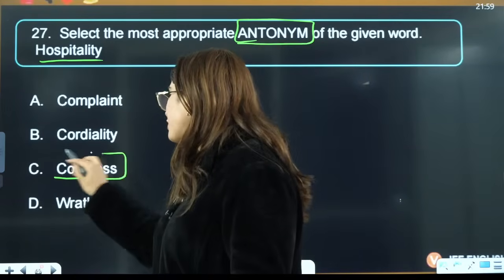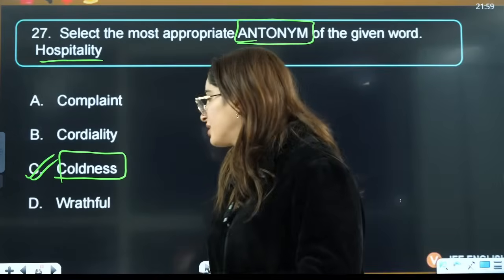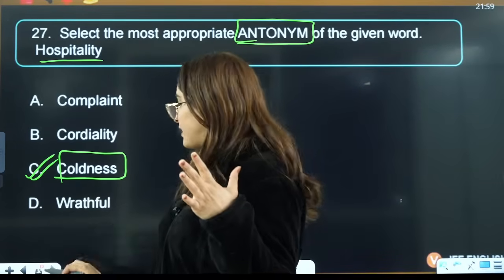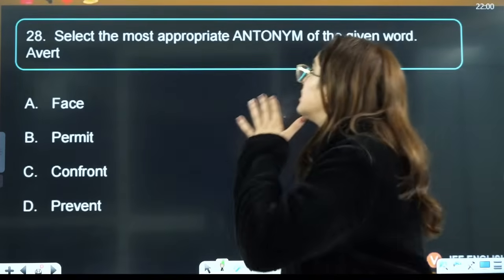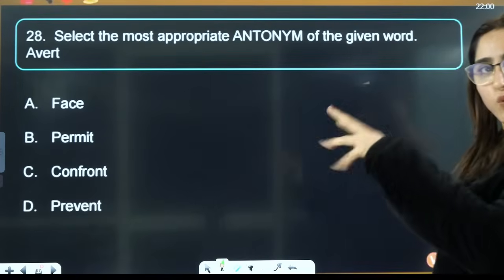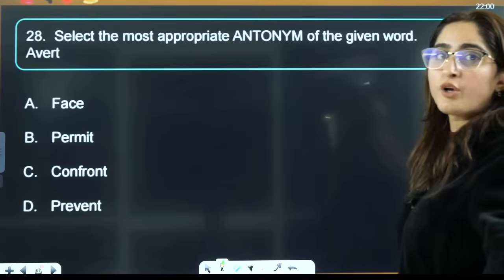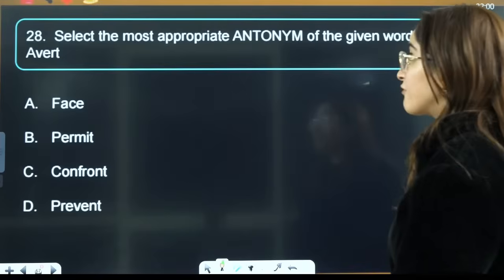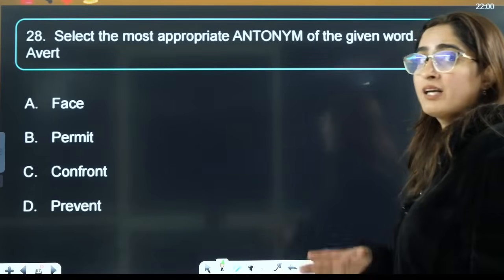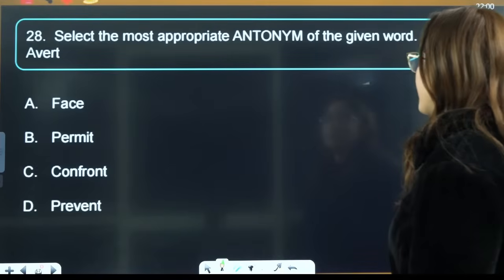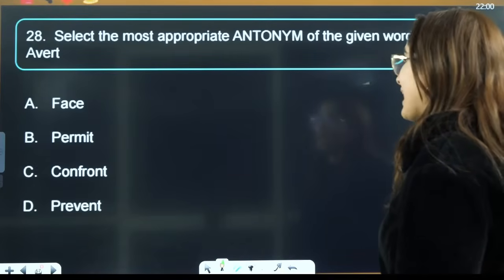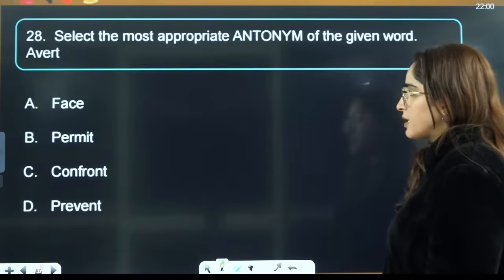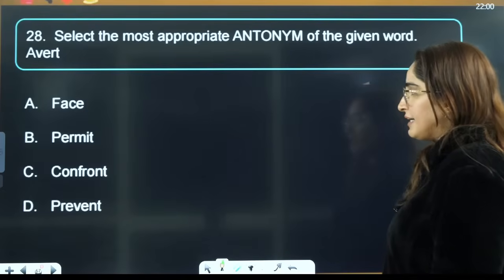So hospitality is very warm, very good. Coldness is the opposite of that. That is very bad natured, right? So they are asking you the antonym here. Hospitality is good, coldness is bad. Complaint is also a bad word, but that is not the opposite of hospitality. Okay. Select the appropriate antonym of the given word: avert. Face, permit, confront, prevent.